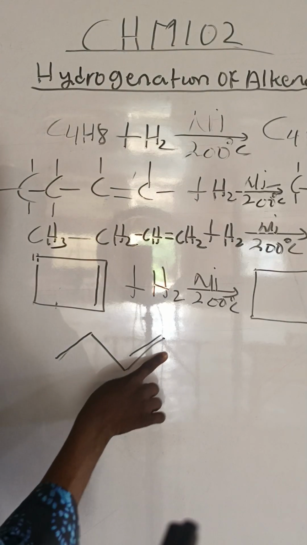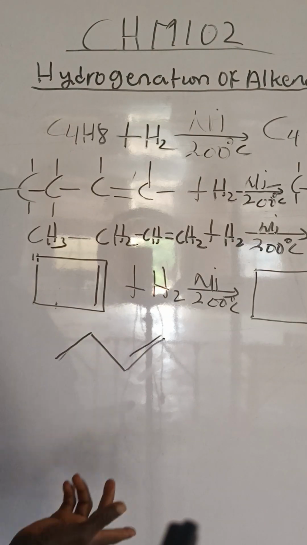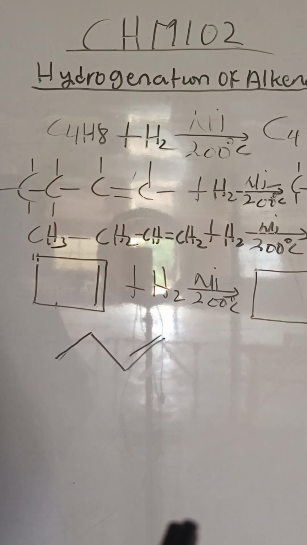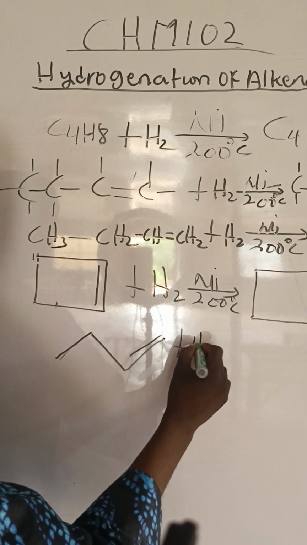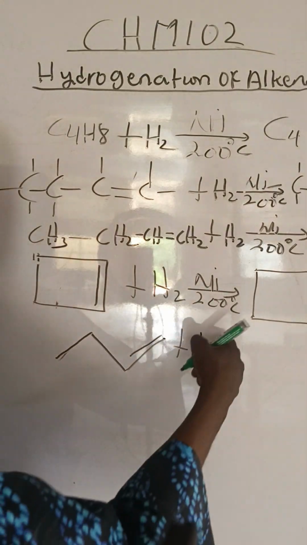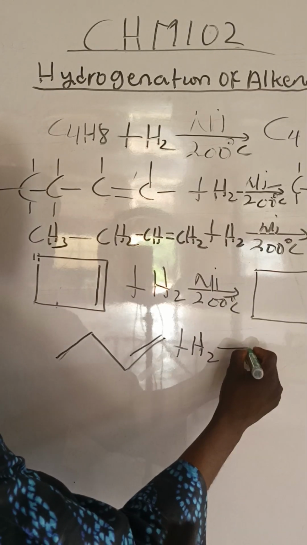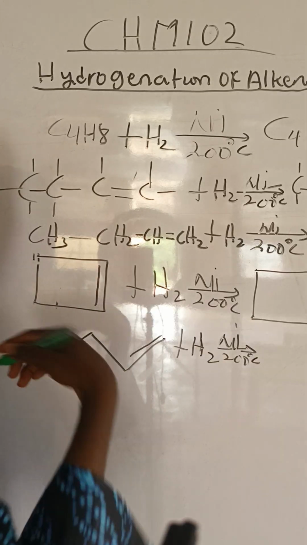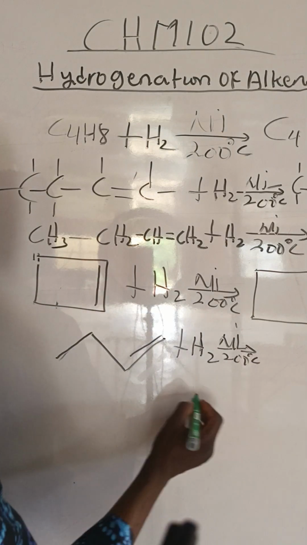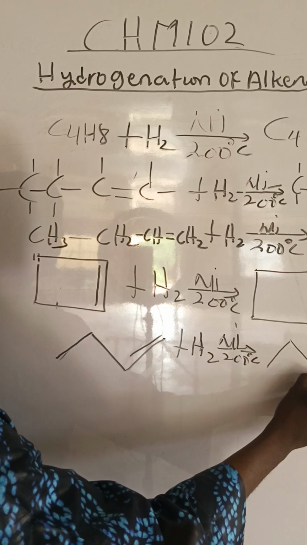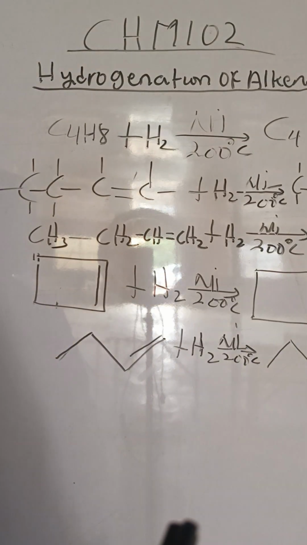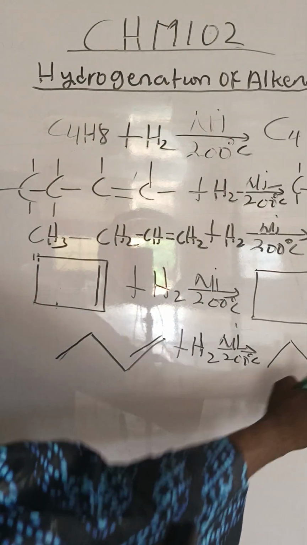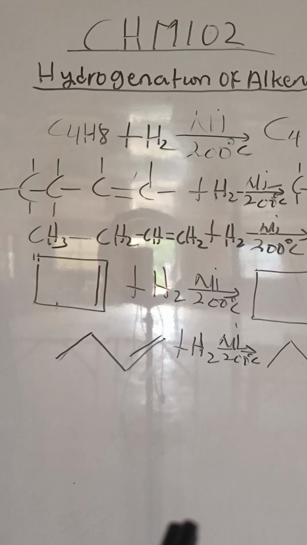Now, this one is what? Butene. How do you know it's butene? It contains what? Double bond. Then plus H2. If you add H2, this H2 will remove this double bond in the presence of nickel as catalyst and temperature of 200 degrees Celsius. Is that taken? So what will it now give us? It will remove the double bond. This one will now give us butane. Each end represents one carbon atom. So the product side is butane. The reactant side is what?